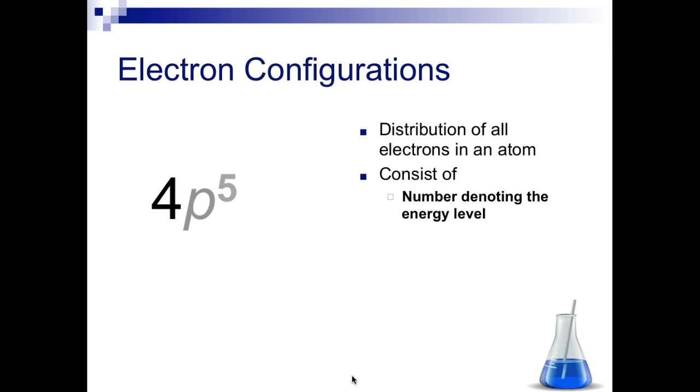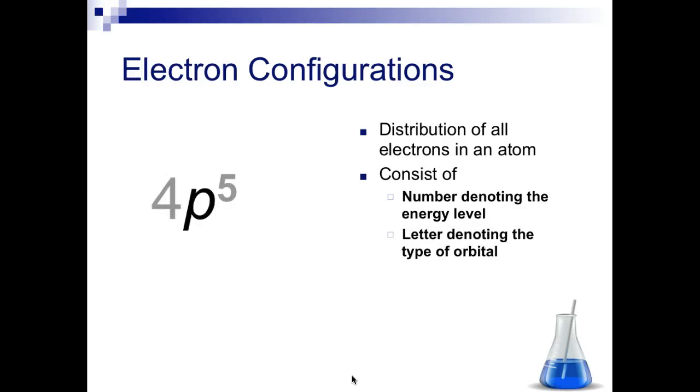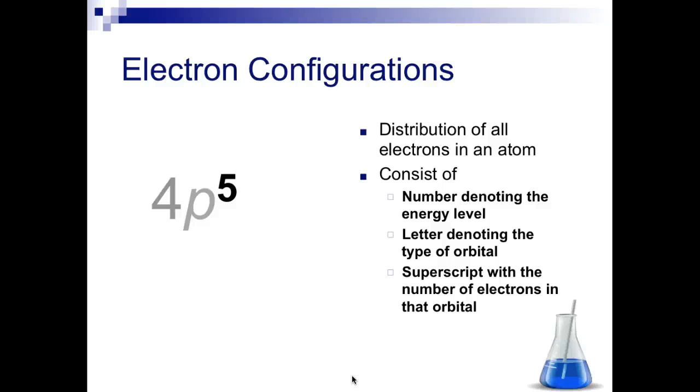So when you're writing electron configurations, you need to have a number first, which denotes what energy level you're talking about. Then you have a letter denoting the type of orbital, so S, P, or D. And then you have a superscript, which will tell you how many electrons are in that orbital.